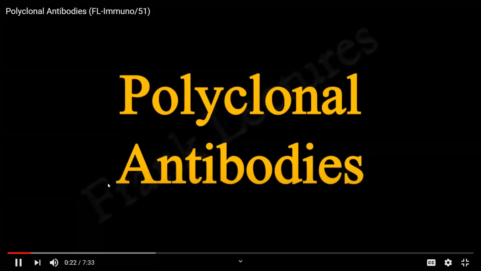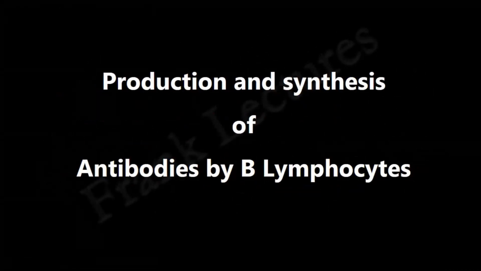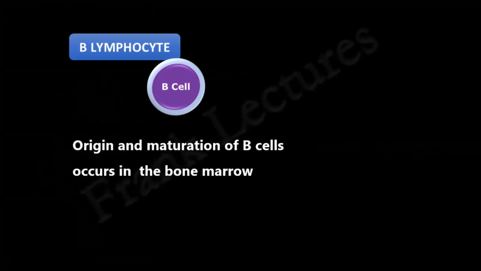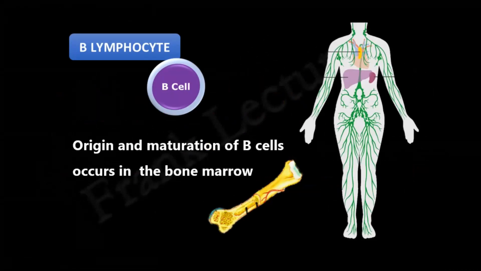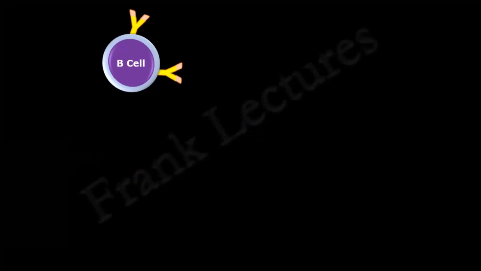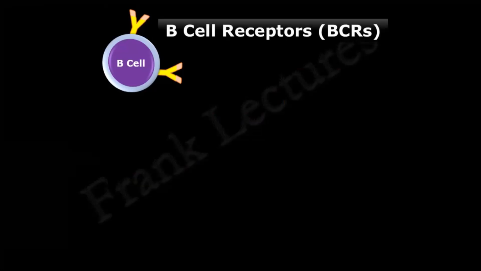Let's have a quick overview of antibody production by B lymphocytes. We have studied earlier that origin and maturation of B cells occur in the bone marrow. Then these mature, naive B cells are released into the blood. They keep recirculating between lymph, blood and secondary lymphoid tissues. These B cells have specific receptors on their membrane for antigen recognition. These receptors are known as B cell receptors. Recall that B cell receptors are membrane-bound immunoglobulins. Their structure is similar to that of antibodies.